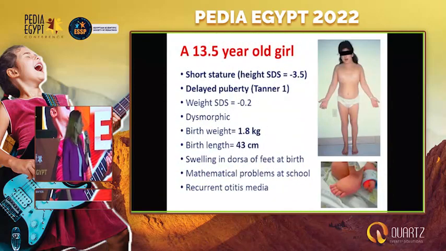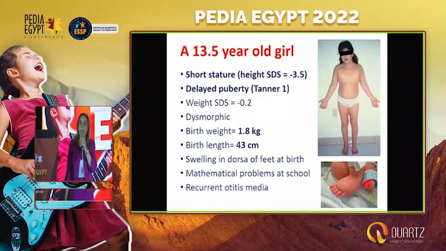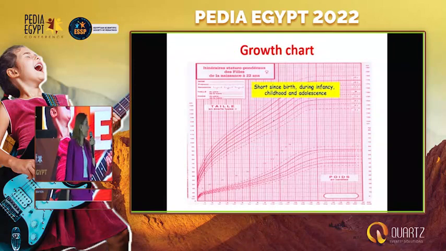This is the story of a 13-and-a-half-year-old girl who came to me with short stature, delayed puberty. She was born with a low birth weight and length, swelling of the dorsum of hands and feet, mathematical problems at school, and otitis media. And this is the chart of the girl. She was short since birth, in infancy, childhood, and adolescence until the time I saw her.